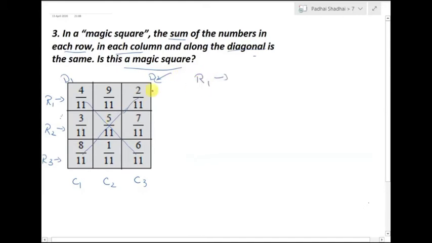Okay, so first R1, that is 4 by 11 plus 9 by 11 plus 2 by 11. See here, bases are same in each, so we need not take LCM. 11 we will put in the denominator and we will add the numerator, that is 4 plus 9 plus 2, that is 13 plus 2, 15. Okay, so answer is 15 by 11.